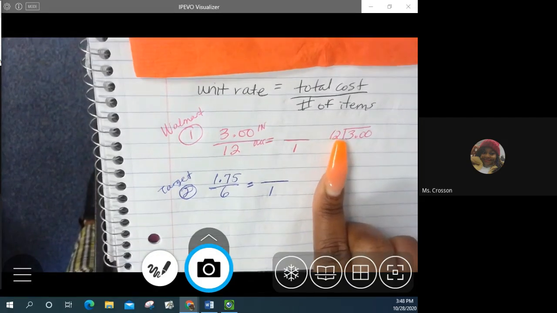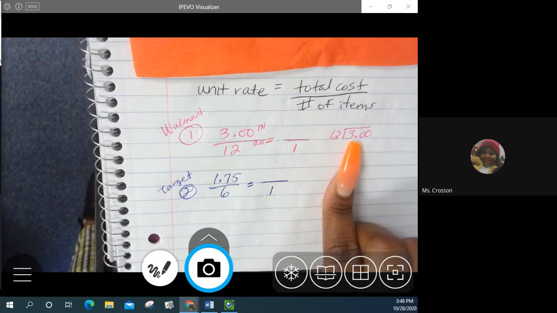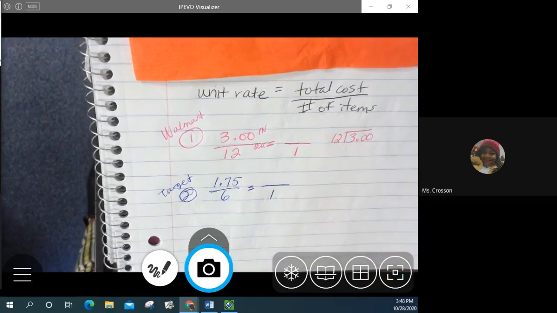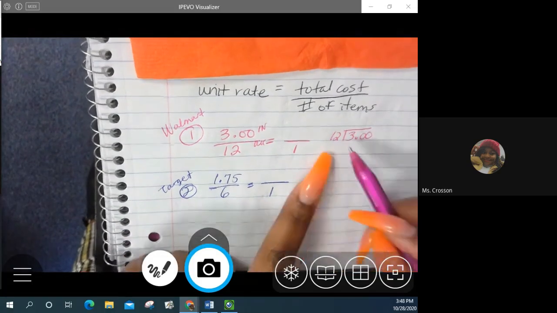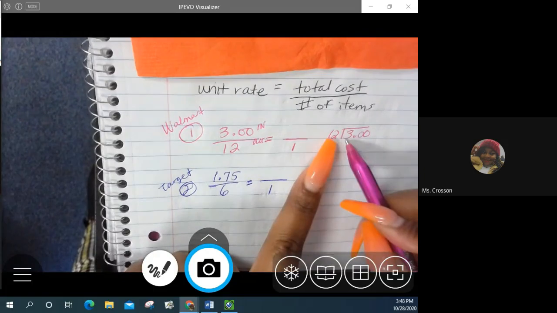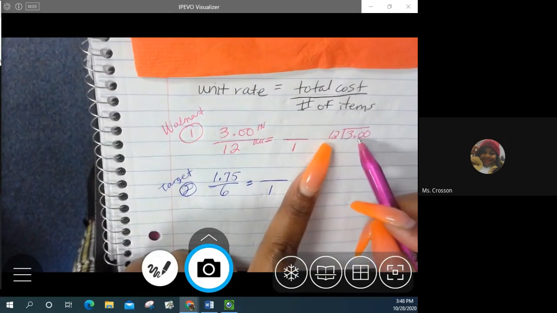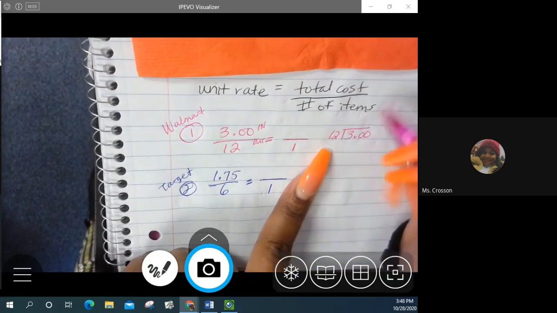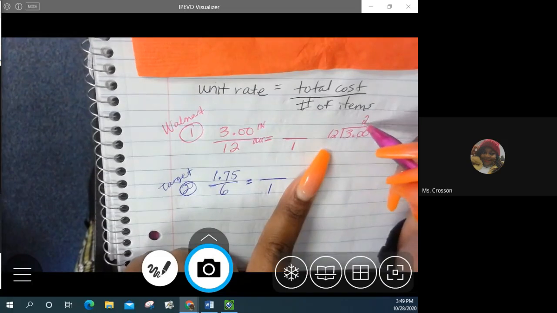But it's important when you are dividing today, because I've seen people messing up all day. When you're dividing, you want to make sure that you are lining your numbers up correctly. So does 12 go into 3? No, it does not. But 12 definitely goes into 30. 12 goes into 30 2 times. So I'm going to make sure that 2 is right over that 0 for 30.